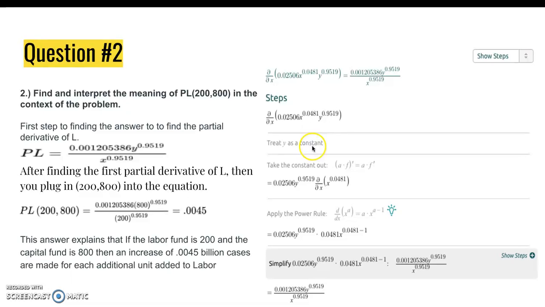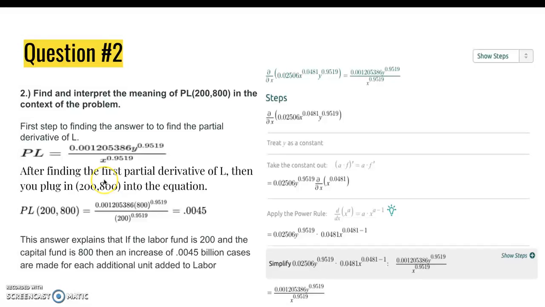So we treat y as a constant, and then we take the constant out, and by doing this we get this equation, and then we have to apply the power rule, and once we apply the power rule, we're left with an equation that we then simplify to get our answer down here. So that's the answer you see there for the production derivative of labor.